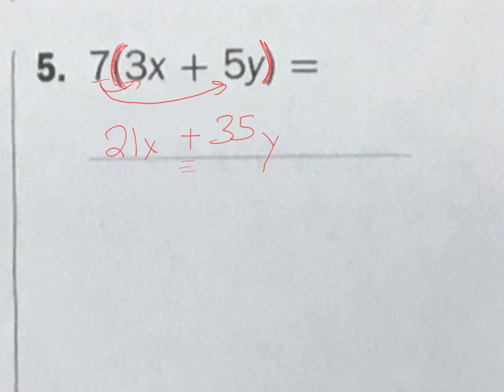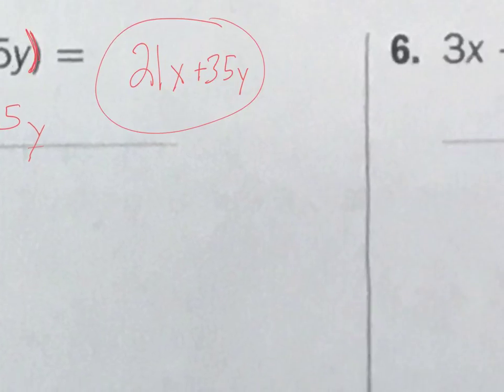So now I have this addition. If they're like terms, I can put them together. But this is 21 x's. This is 35 y's. So they're not like. So my answer is 21x plus 35y. Okay, that was number 5. Let's go to number 6.